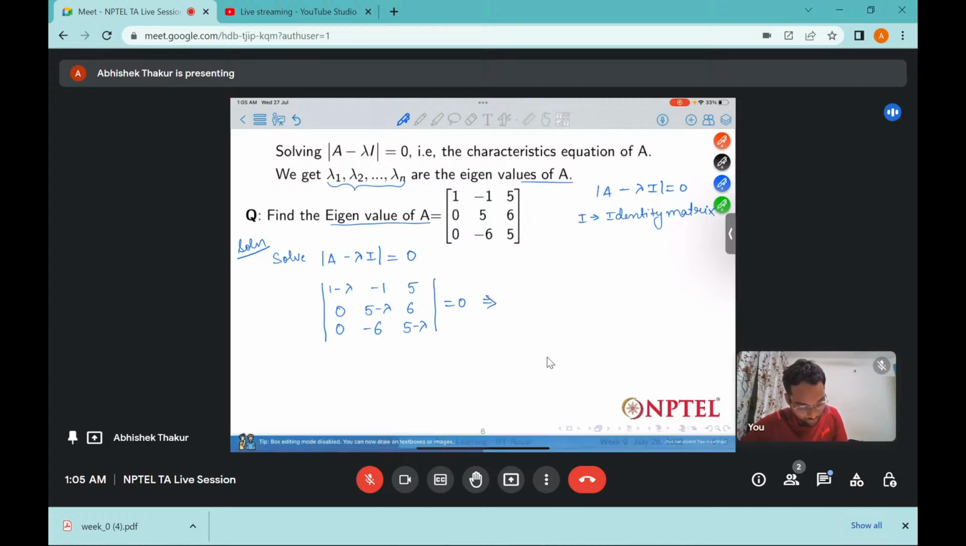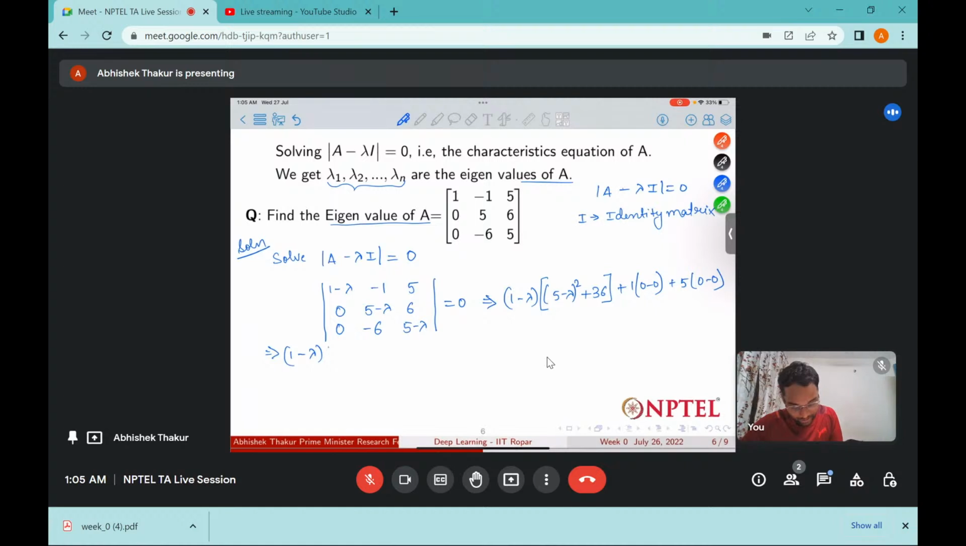When you solve this, you will get 1 minus lambda into 5 minus lambda squared plus 36, plus 1 into 0 minus 0, plus 5 into 0 minus 0. So when you solve this, you will get 1 minus lambda into lambda squared minus 10 lambda, because this will be minus 2 lambda into 5, plus 25, that is 5 squared, plus 36 equal to 0. So we have two solutions. First, let me write it: lambda squared minus 10 lambda plus 61 equal to 0.